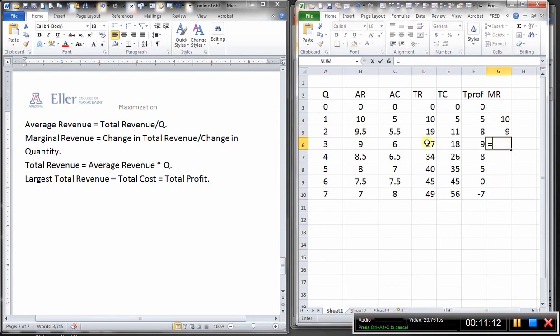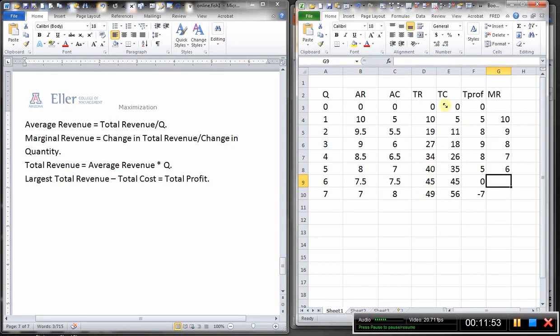All right, so this is going to be equal to the change in total revenue, which is D6, which is 27, minus 19, which is D5, and we're going to divide that by 1, so it's going to be 8. If I want to find the marginal revenue for 4, that's going to be 34 minus 27, right? So that's going to be equal to 34, which is D7, minus 27, which is D6, and we're going to get 7. This one's going to be equal to 40, which is D8, minus 34, which is D7.